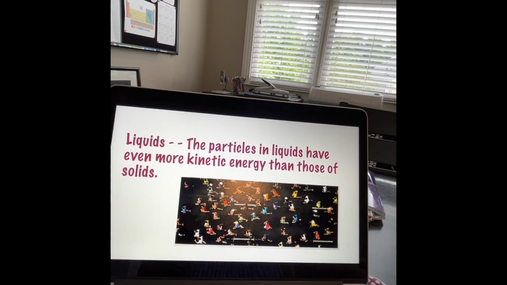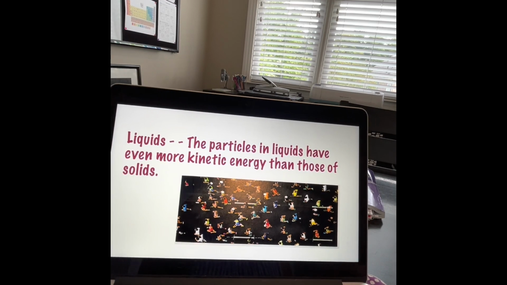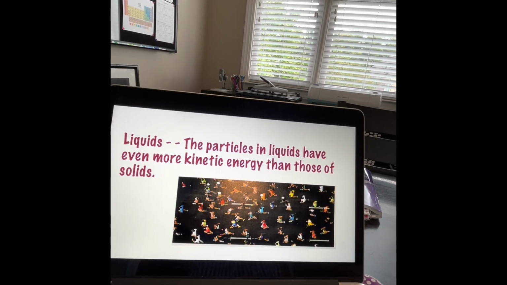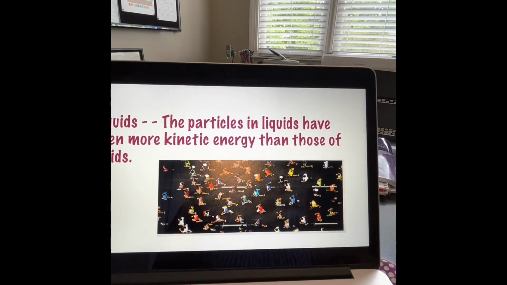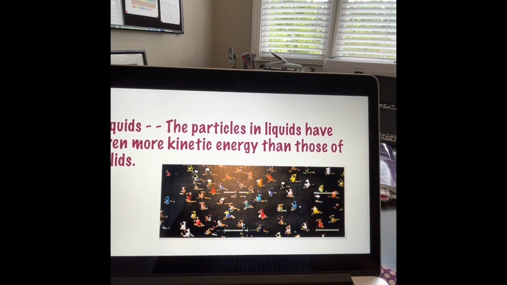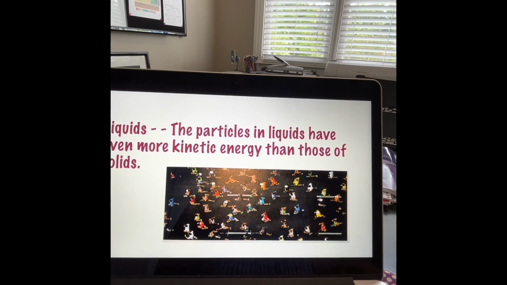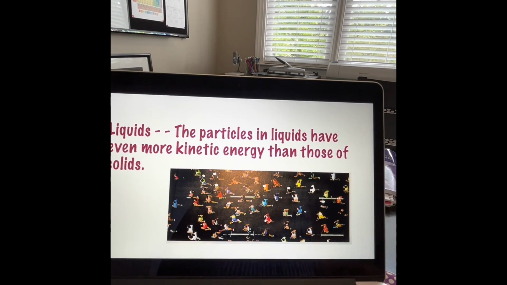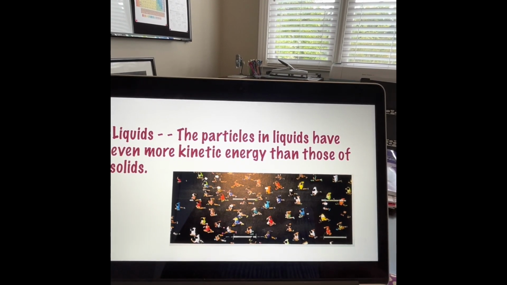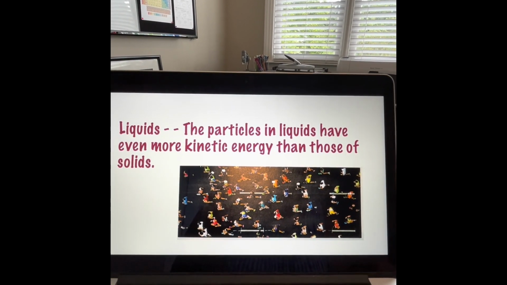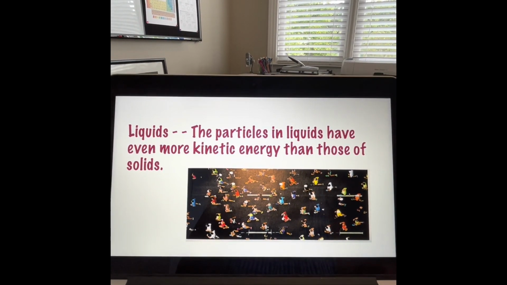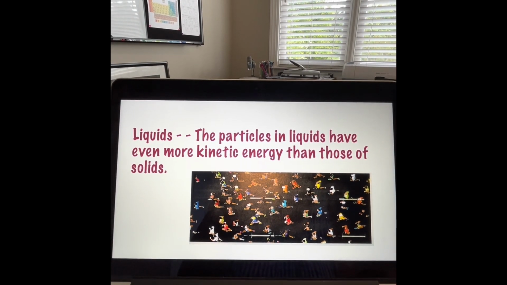There is sort of a tug of war in liquids between the constant motion of the particles and the forces of attraction between the particles. Generally, liquid particles have enough kinetic energy to keep from being held in a fixed position, yet they do not have enough energy to free themselves from the forces attracting the particles to each other. This tug of war explains the behavior of liquids.